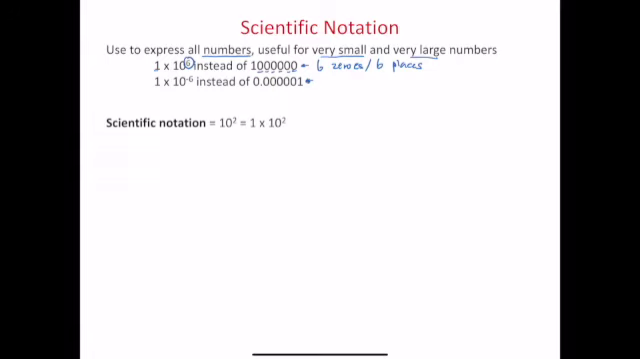This is also a number with 6 zeros, but before the 1. So 1, 2, 3, 4, 5, 6 zeros before the 1, or 6 places. And since these are 6 zeros before the 1, including the decimal, this is a negative exponent.